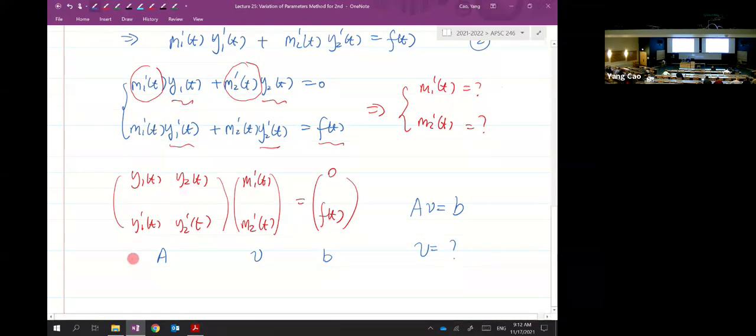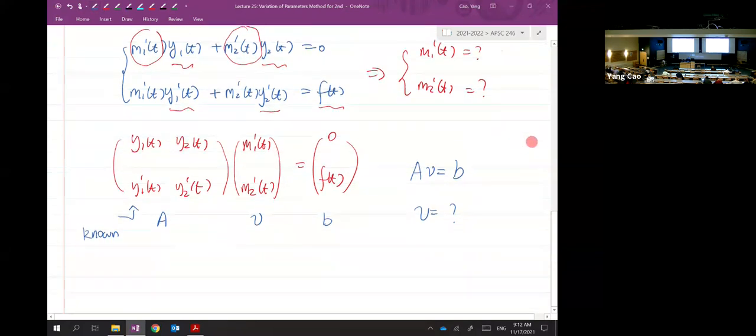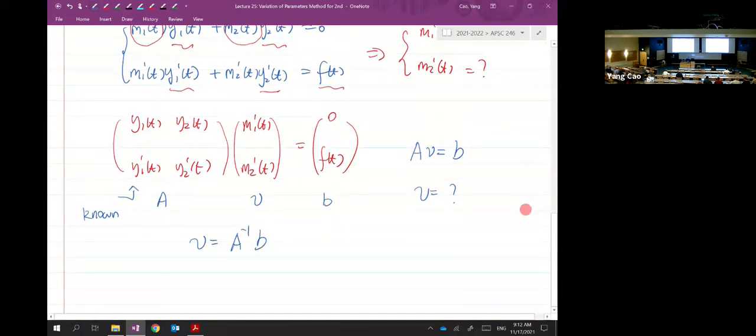And bearing in mind that this matrix A here is a known matrix, so you can obtain this matrix A easily. Linear algebra basically says if you want to get the V, then you need to take the inverse of the 2 by 2 matrix A times the vector B, right? Of course, now the question you have to ask is, will I be able to actually take the inverse of this matrix? That's a fundamental question. So now you look at this matrix A here: the first row is y1, y2, the second row is y1 prime of t, y2 prime of t.